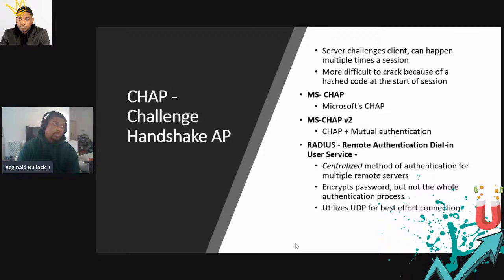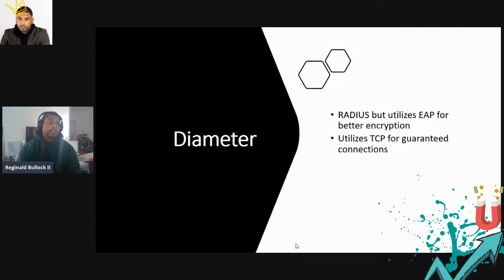Challenge Handshake Protocol, or CHAP. The server challenges the client, and this can happen multiple times in a session. So it is more difficult to crack because of a hashed code at the start of the session, which we talked about in confidentiality. There is also Microsoft CHAP version 2. RADIUS is Remote Authentication Dial-In User Service. It's a centralized method of authentication for multiple remote servers, and it encrypts passwords, but not the whole authentication process. So it only encrypts the password. It utilizes UDP for best effort connection. Diameter is like RADIUS, but it utilizes EAP for better encryption, and it utilizes TCP for guaranteed connections.